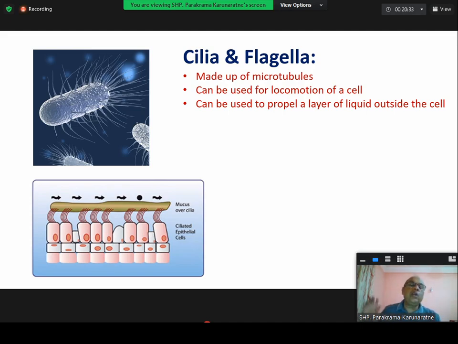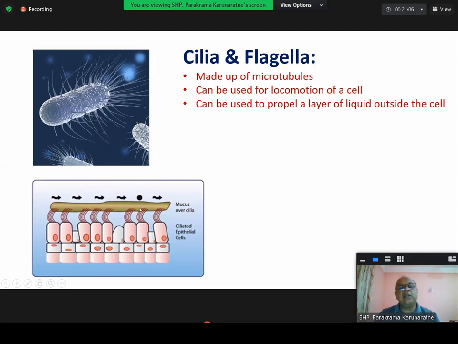Now when you push the water with the first stroke, and then you take the hand back to the original position, you are not trying to make the movement of the water. The effective stroke is the one you push, right? Here also, push it, take it back slowly, and then again push it, right? So likewise it can push the layer of liquid outside the cell.